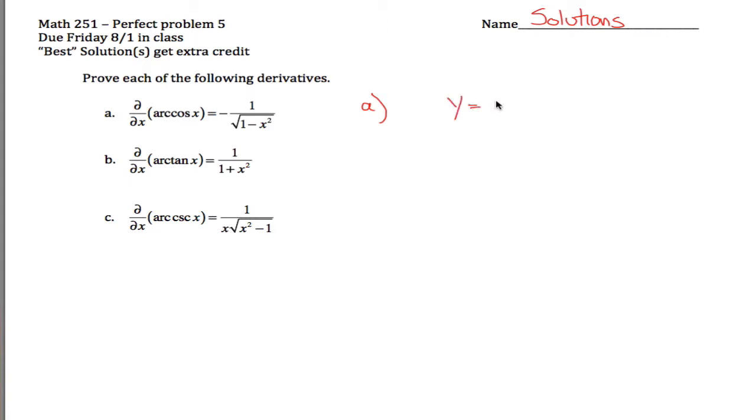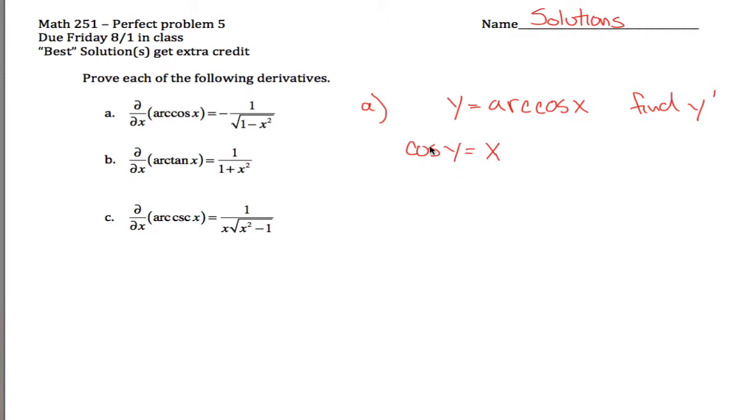So the trick for this one is to set it up as y equals arc cosine of x, and then find y prime. Because if you could find y prime, what you've just found is the derivative of arc cosine of x. Since we don't know the derivative of arc cosine of x, we can't just take the derivative of both sides right now. But what we could do is take the cosine of both sides, because the cosine of arc cosine of x is just x.